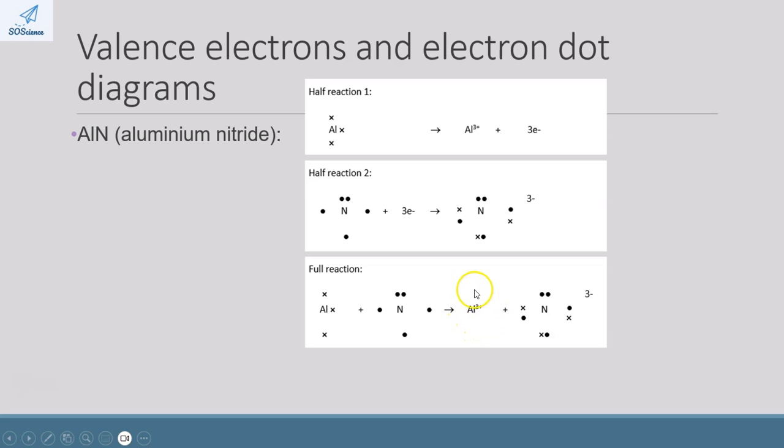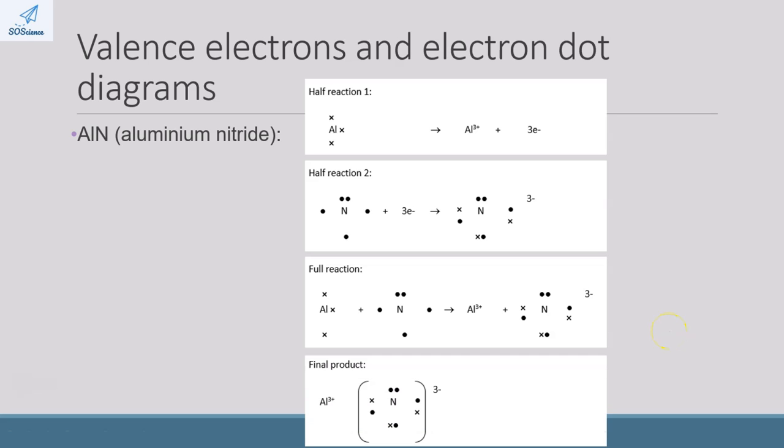It now doesn't have any dots or crosses around it. And nitrogen gains 3 valence electrons in order to become the nitride ion, which is N3-, and it has all 8 valence electrons surrounding it. And finally, the final product: we show the positive ion outside the square bracket, the negative ion inside the square bracket with all the electrons surrounding it, with a 3- or the charge of the negative ion outside of the square bracket.